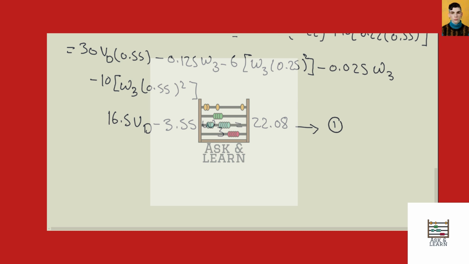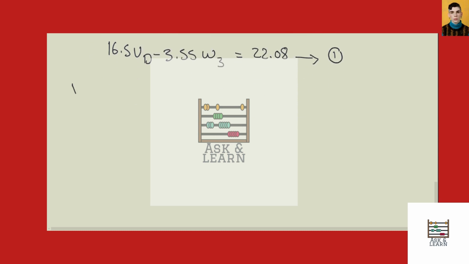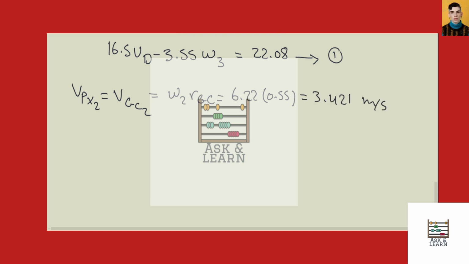By using the component of velocity of impact at point P just before and just after the impact along the line of impact, VBX2 equals VGC2 equals omega 2 RGC, which is equal 6.22 multiply 0.55 equals 3.421 meter per second, and VBX3 equals VGC3 equals omega 3 RGC, which is equal omega 3 times 0.55.